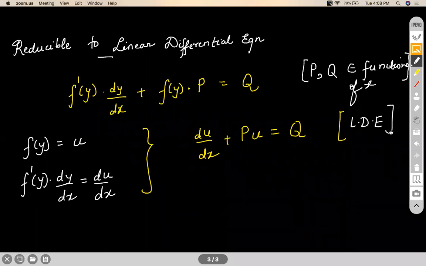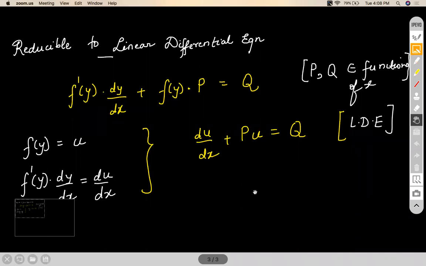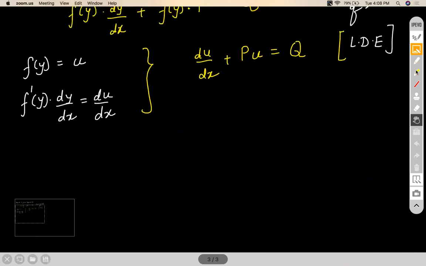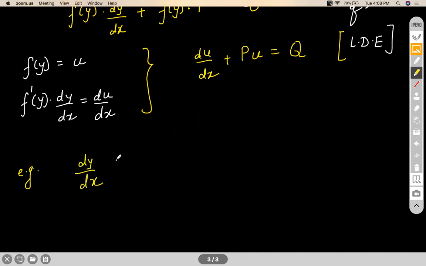Meanwhile, let us take some questions to understand how to tackle these kinds of situations. Let's take a simple question over here. dy by dx is equal to e to the power x minus y times e to the power x minus e to the power y. Okay, how do we solve this question?